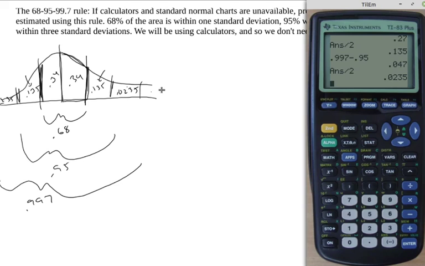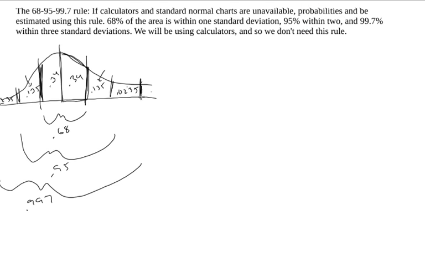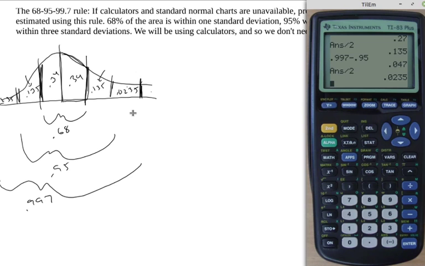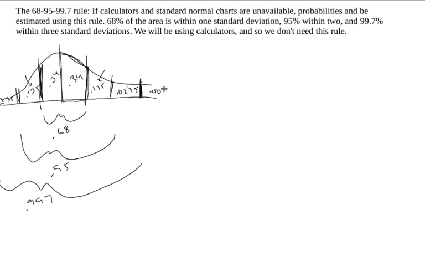And then I could also figure out the total area on those tails. I know 0.997 is the total area within 3 standard deviations from the mean. So using the complement rule, 1 minus 0.997 gives me the area on the outside. Split between those two tails, I must have a total area of 0.003. Divide that by 2, and I get an area of 0.0015 on each of them.